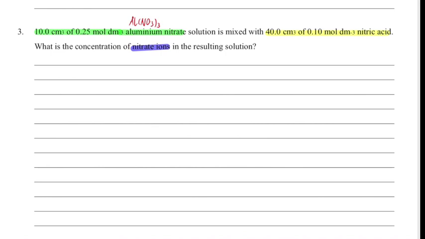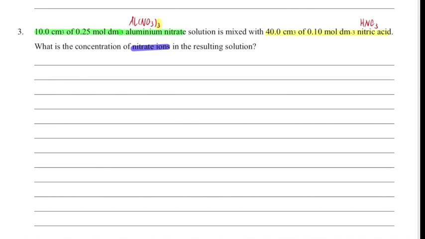And then the formula for nitric acid, just this. Okay, so to calculate the number of mole of nitrate ion, please pay special attention to this subscript. That means each formula unit of aluminium nitrate will release 3 nitrate ion. So when you're calculating the number of mole, you need to multiply by 3.